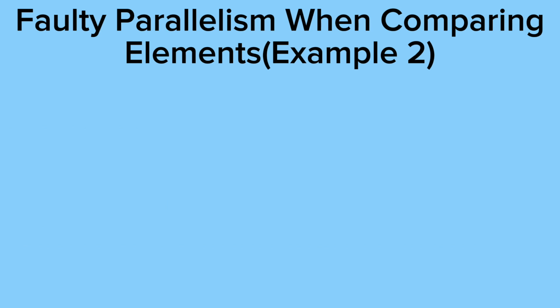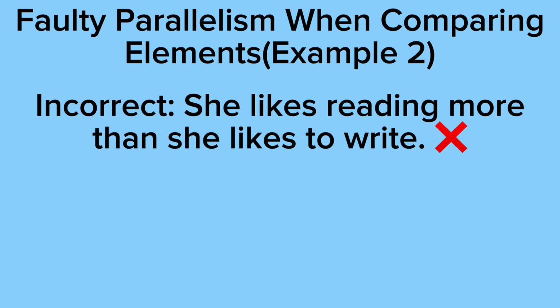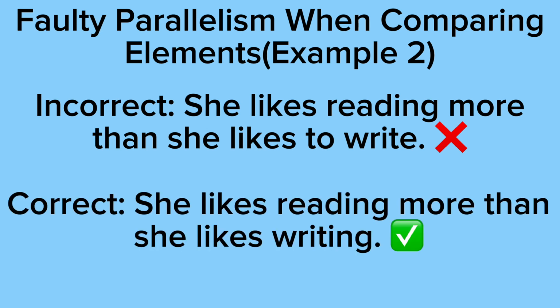So for our second example of faulty parallelism when comparing elements, our incorrect example says, she likes reading more than she likes to write. Since the first part of the sentence mentions reading, that means the second part of the sentence must mention writing as opposed to she likes to write. So the correct way of writing this would say, she likes reading more than she likes writing.